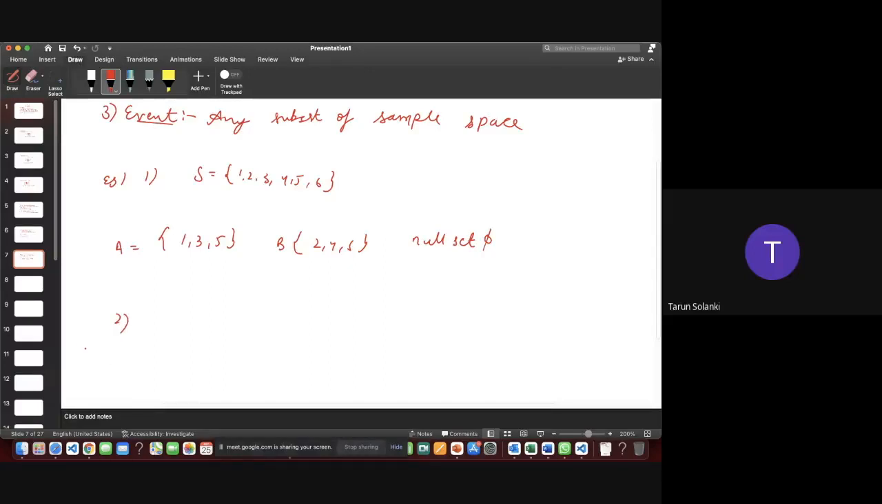Let us take one more example. Getting 7 when a die is thrown is called a null event, right? The entire sample space is called a certain event, like getting 7 is a null event. So the entire sample space is called a certain event. Correct.